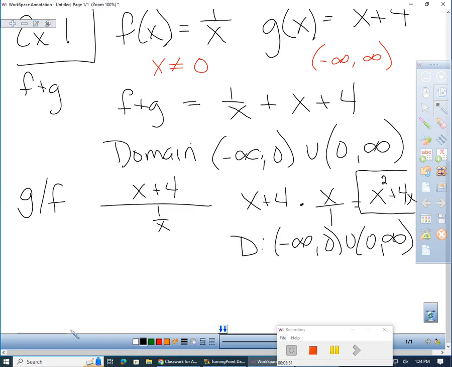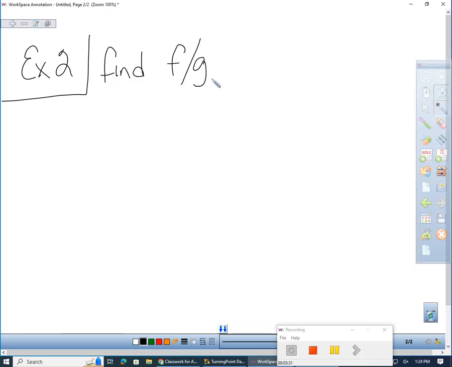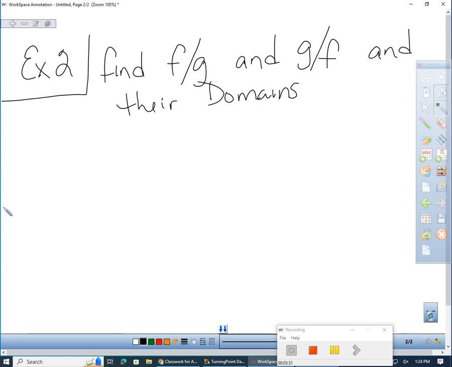All right, let's go with example number 2. It's going to be written like this. Find f divided by g and g divided by f and their domains. Let's go with f of x equals x squared and g of x equals the square root of x plus 4.